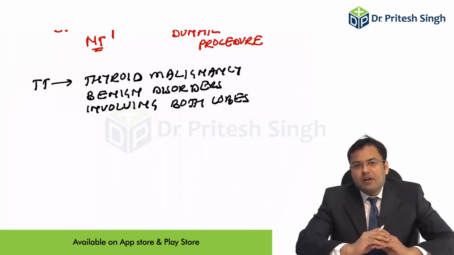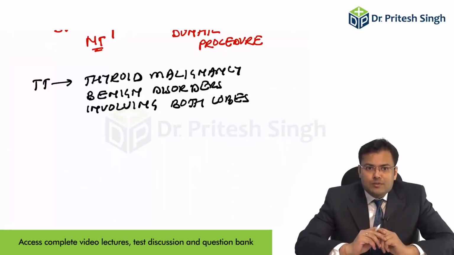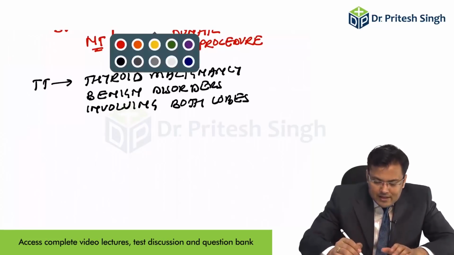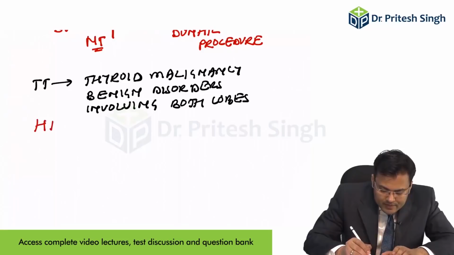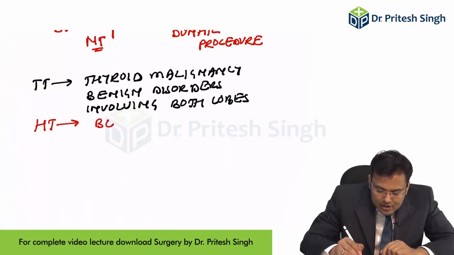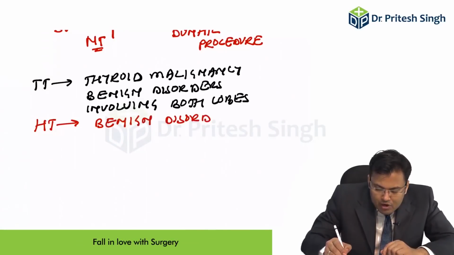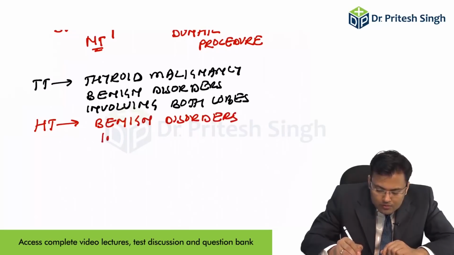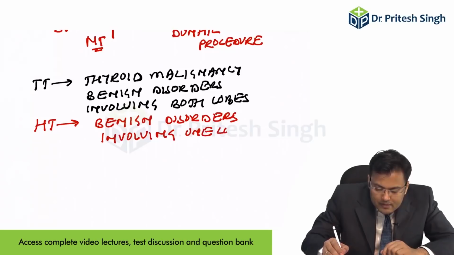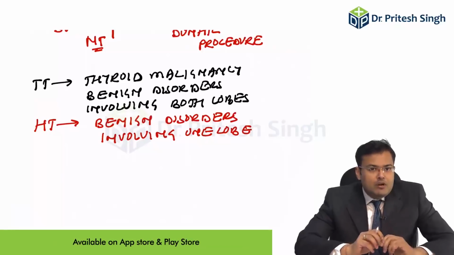So it is performed for thyroid malignancy and benign disorders involving both lobes. Total thyroidectomy. After that, hemithyroidectomy. Hemithyroidectomy is performed for benign disorders involving one lobe. Benign disorders involving one lobe, we perform hemithyroidectomy.